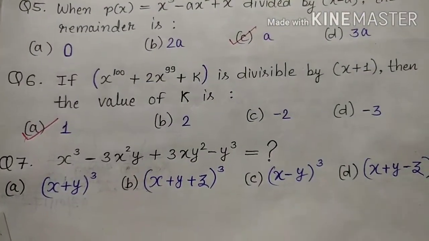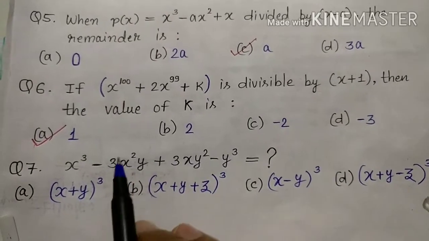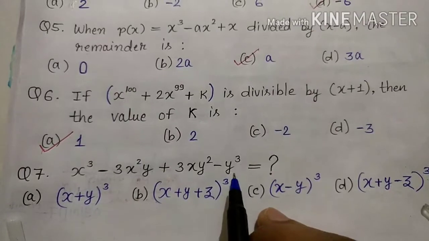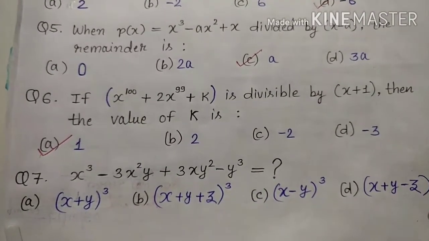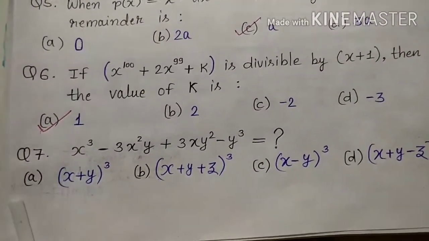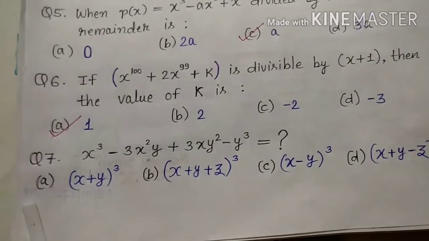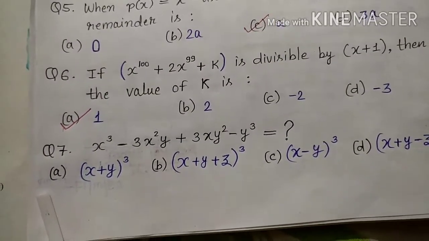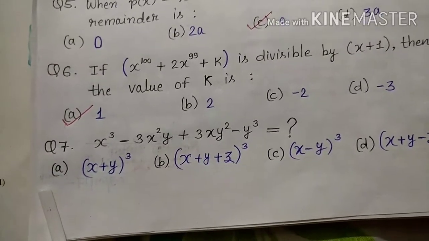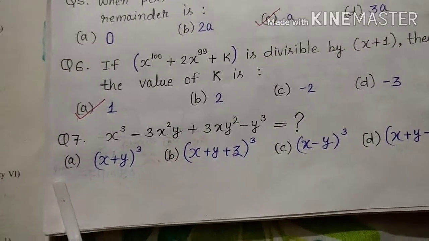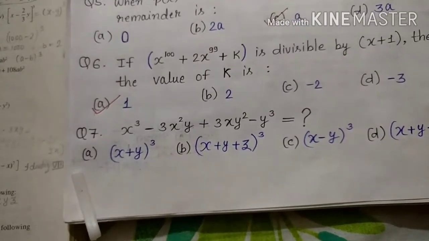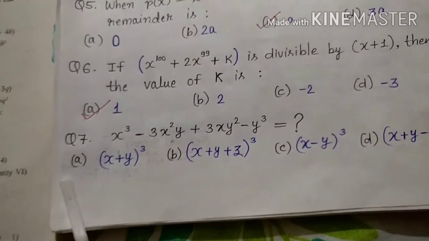Now move to question number 7. What does question number 7 say? x cube minus 3x square y plus 3xy square minus y cube equals to. So they have given an identity and we have to complete it. In chapter 2, Polynomials, I have taught you the topic algebraic identities, 8 identities. I hope you remember them. If you do not remember, I am revising them once again.